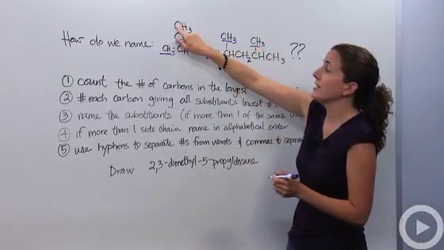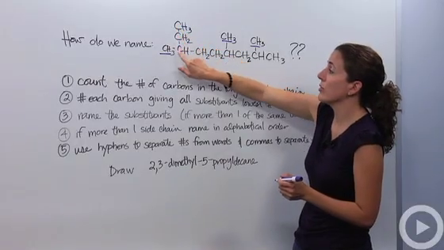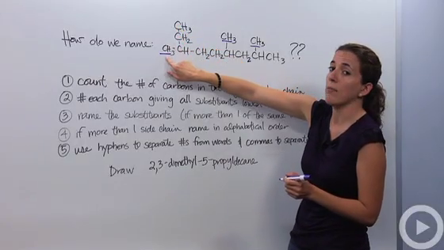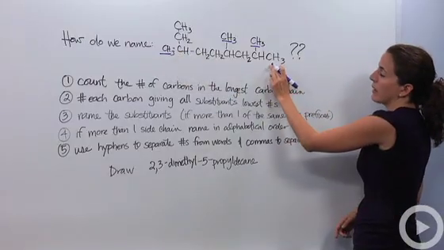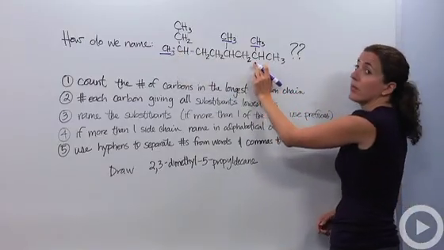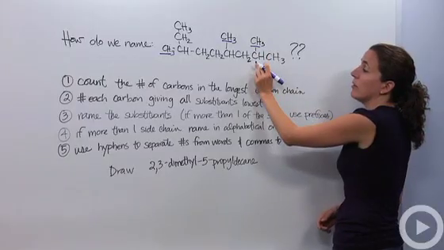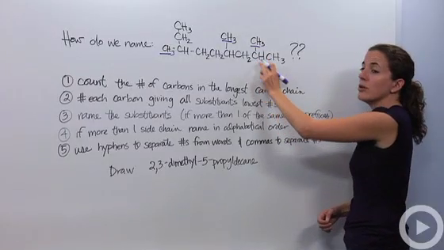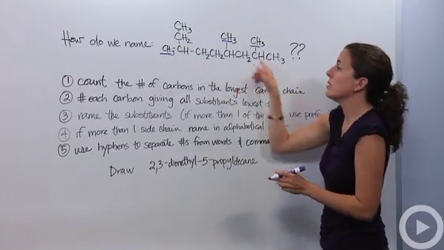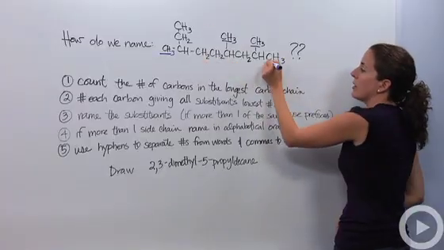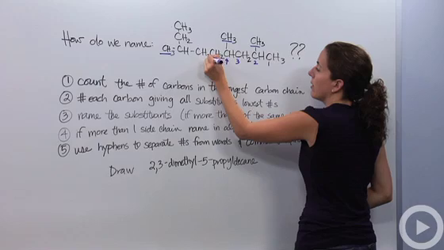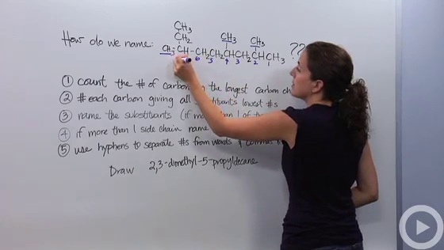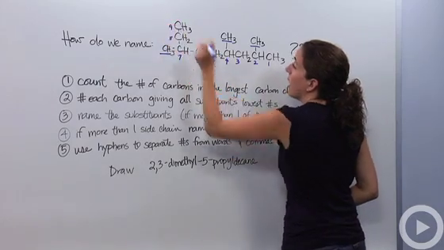We could either name it with this being carbon number 1 and go 1, 2, 3, making this carbon a methyl group at carbon 3, or we can number it this way, going 1, 2, and this methyl group's at carbon 2. 2 is lower than 3, so we're going to go this way. So then we're going to make this carbon 1, 2, 3, 4, 5, 6, 7, 8, 9.